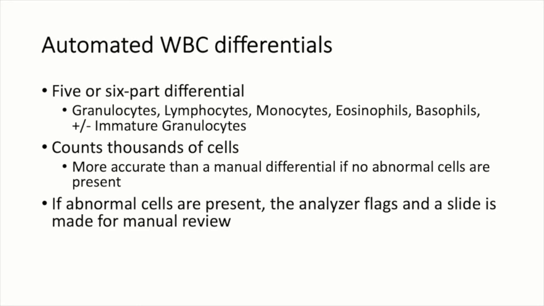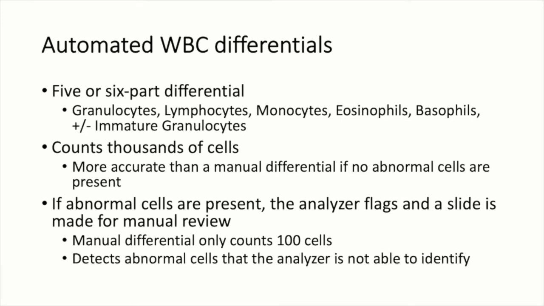If there are abnormal cells present, the analyzer is not going to be able to definitively identify those cells, so it's going to flag and a slide will be made for manual review. Manual review includes a manual differential count, which is only a count of 100 cells. So because we're counting a lower number of cells, these counts are more prone to variability depending on which part of the slide is being counted.